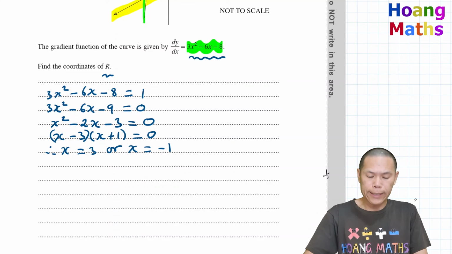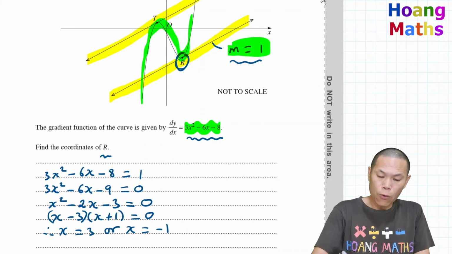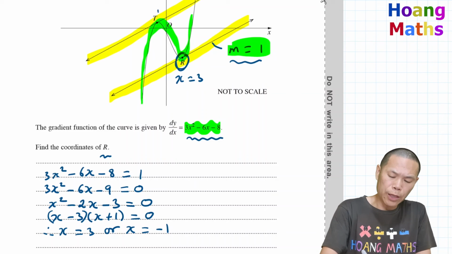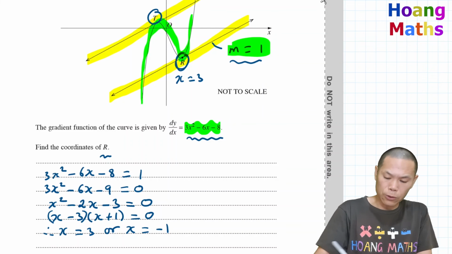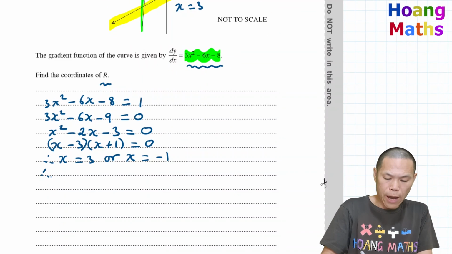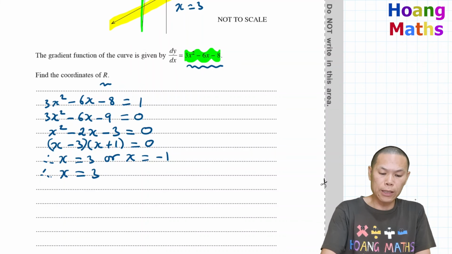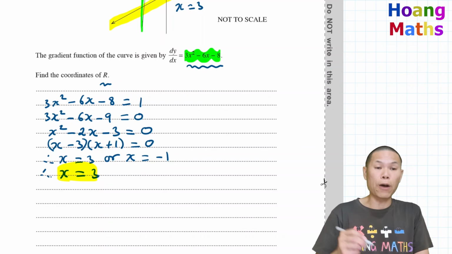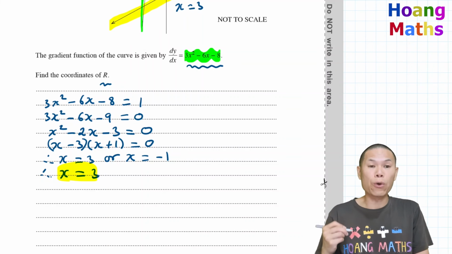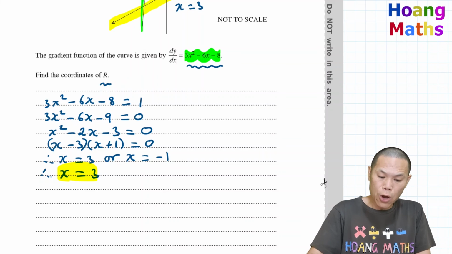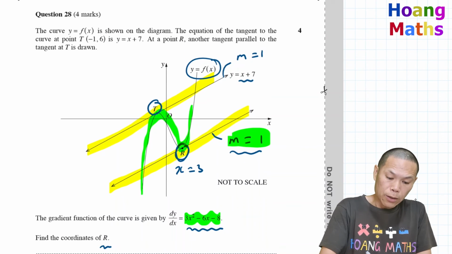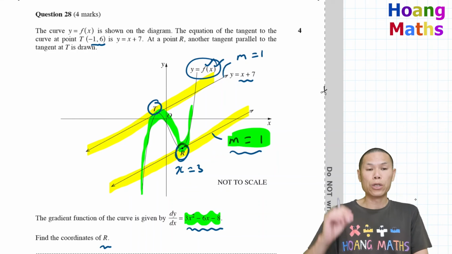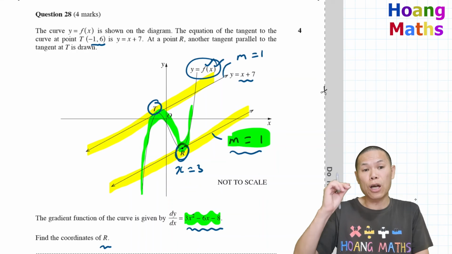But then don't forget, x is 3 is for R, whereas x is -1 is for the coordinate of T. Okay, so keep that in mind. So therefore, we have x is 3. That is for the x coordinate of R. Now we need to find the coordinate of R for the y value. To do this, we know that the point -1, 6 is on the function f of x as well. So what I do, I just need to find the function f of x first.